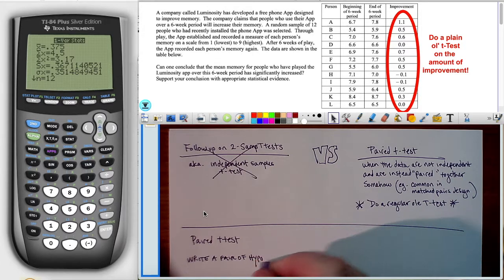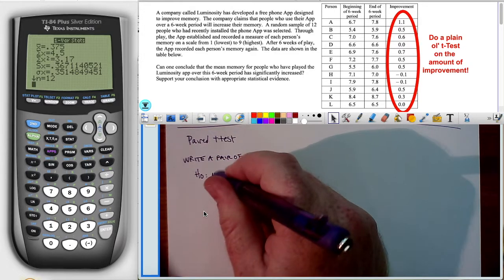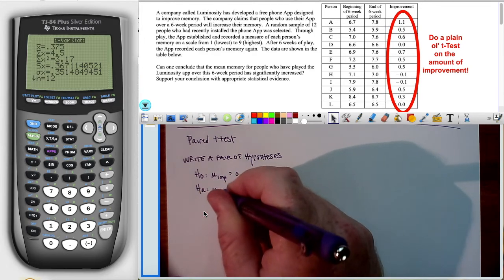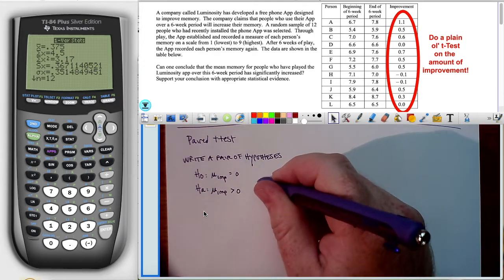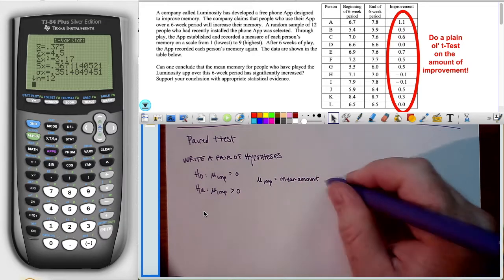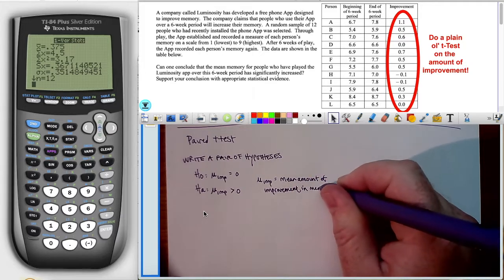So here we go. We're going to write our hypotheses. My null hypothesis is that the mean amount of improvement is 0, that there is no improvement. And the alternative hypothesis is that the mean amount of improvement is bigger than 0. Because I'm defining this new variable, I need to define it as the mean amount of improvement, mu sub imp.